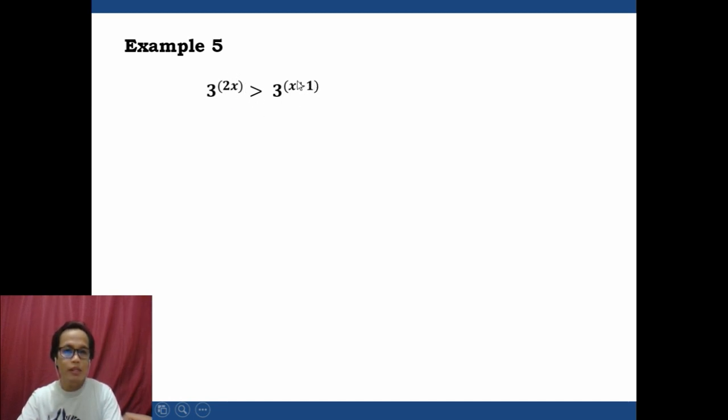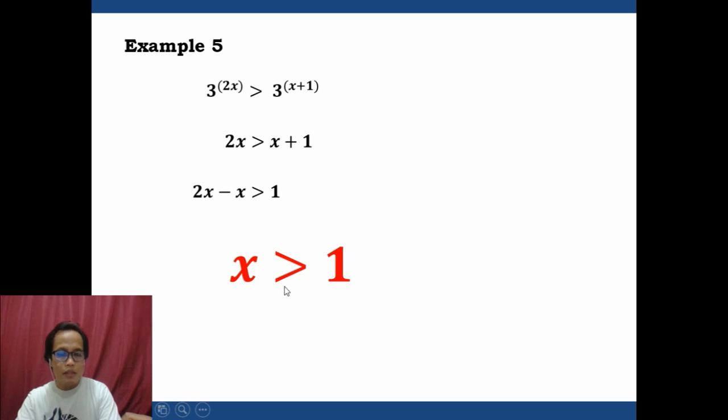Okay, next example. Example 5. This time, gihatagan na ta og parehas nga base which is 3. So, ang problema, kopya na lang ta sa iyang exponent. So, we have copy 2x greater than x plus 1. Ang x is positive, so mag-subtraction property sa duha ka pikas. So, mahimong 2x minus x is greater than 1. So, makancel ni kay nag-minus na man ta og x diha. So, 2x minus x is greater than 1.